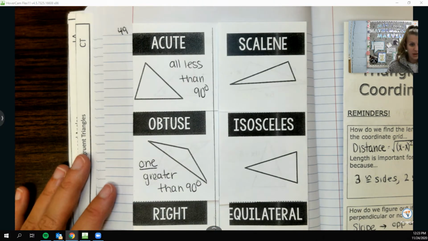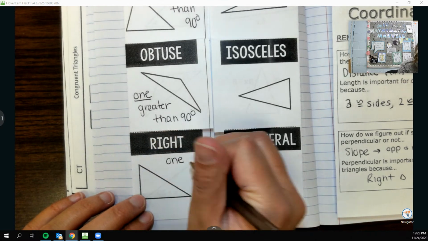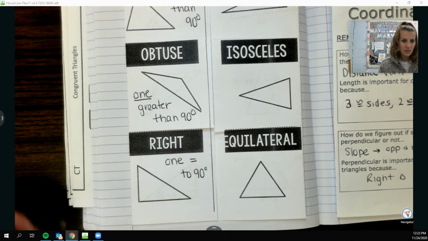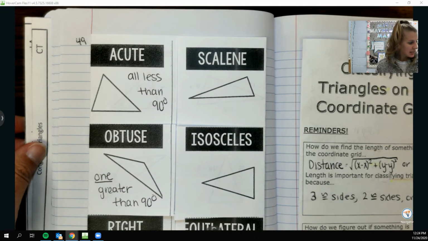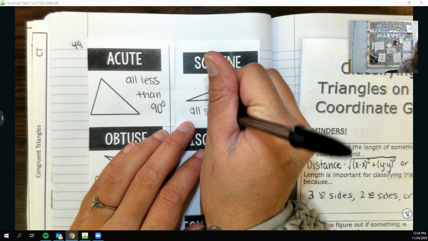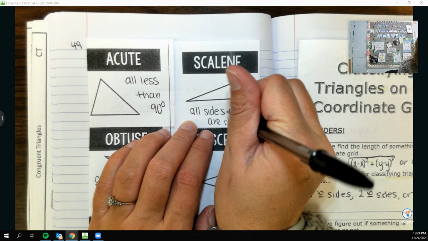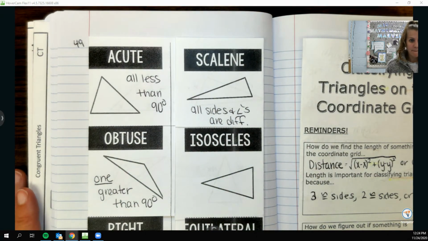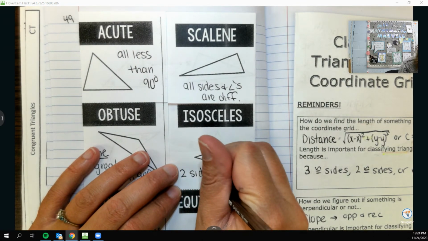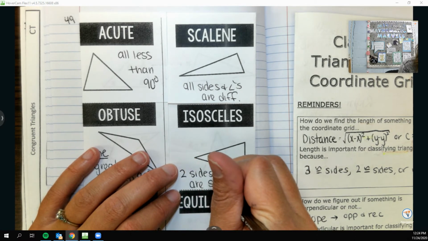And for right, we're going to have one angle equal to 90. For scalene, that means all sides and really angles are different. Isosceles, we had two sides and really angles are the same.